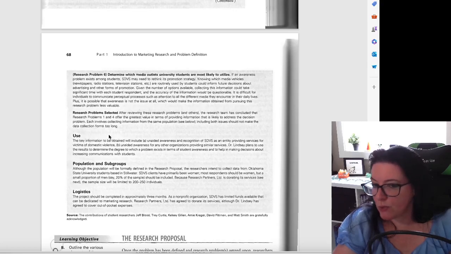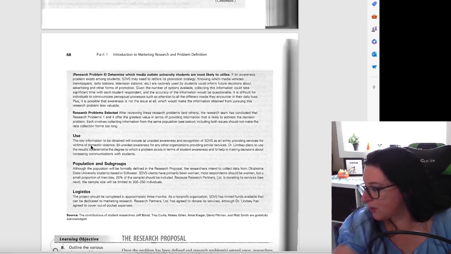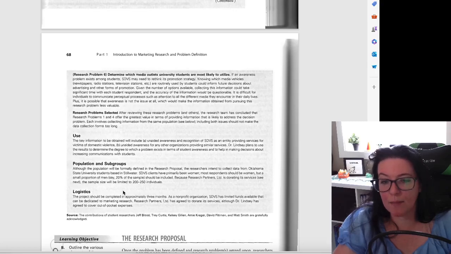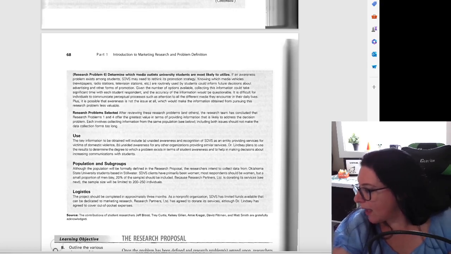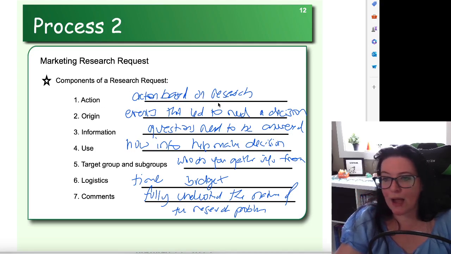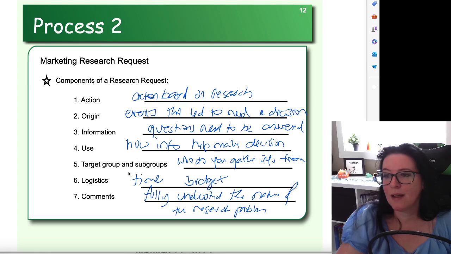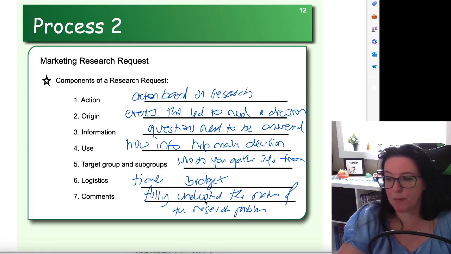Here you have the use, how information will help in their decision making. What is the target group that this information needs to be collected from? Logistics here in terms of time and budget. So again, what we should see is what actions are based on the research, what events have led to needing this research, and the questions that need to be answered. How will any of this information help make those decisions, who do we need the information from, how much is it going to cost, how long is it going to take, and any other context that needs to be provided.